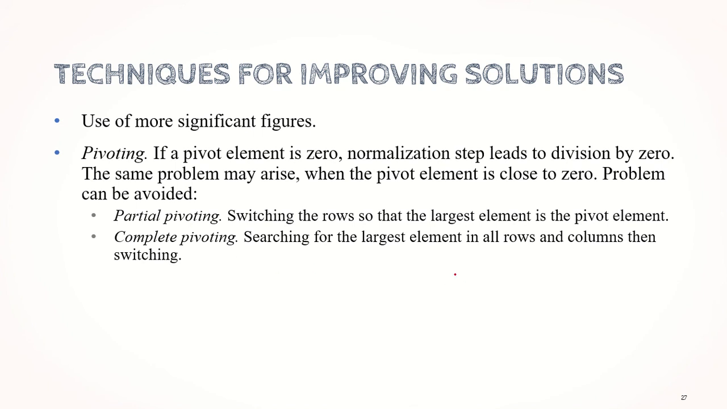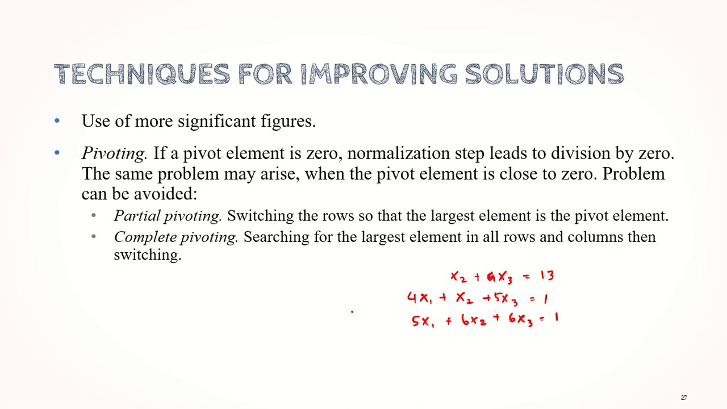So for example, if we have x2 plus x3, x3 equals 13, and x1 plus x2 plus 5 x3 equals 1. So this is just an example. I just put random numbers here.